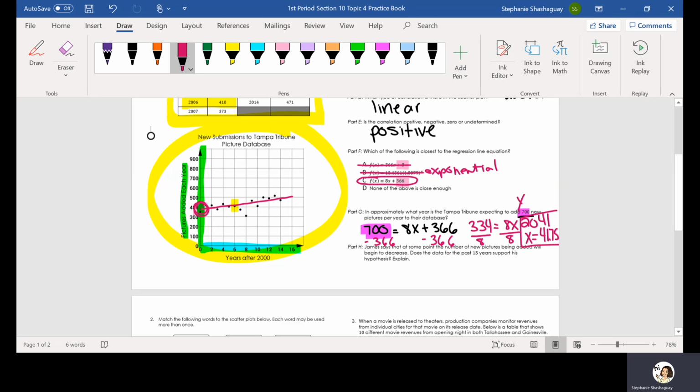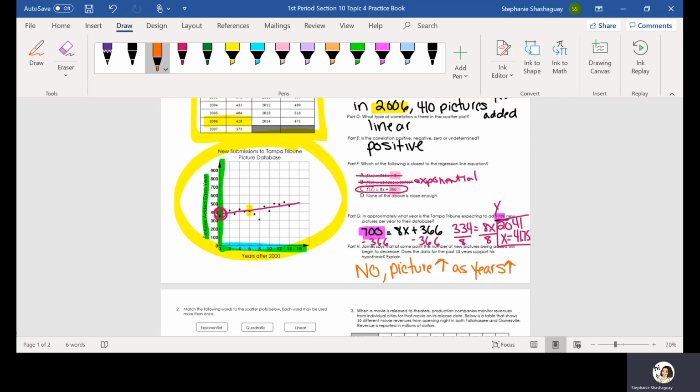Part H, James says that at some point the number of new pictures being added will begin to decrease. Does the data for the past 15 years support his hypothesis? Well, based on the data that they've taken for the past 14 years, the number of pictures added to the database has increased. So James is incorrect. So no. And why is that? That's because the number of pictures added has increased. So the pictures increased as years increased. Okay. So that is question 1.